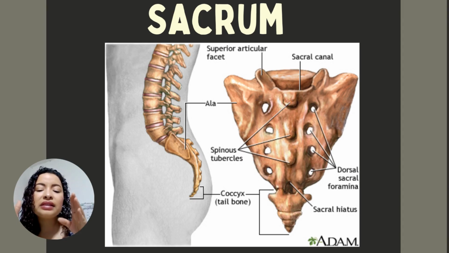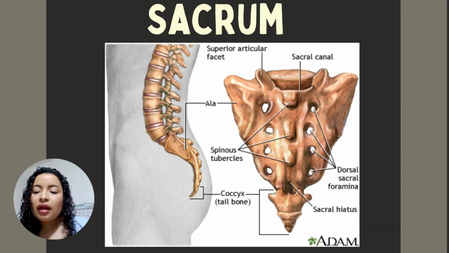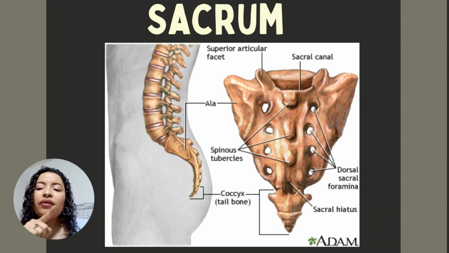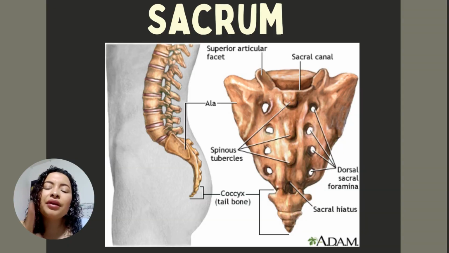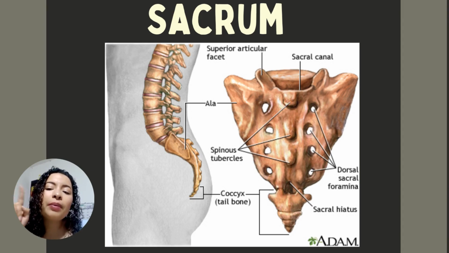Located in its center is the sacral canal, a continuation of the vertebral canal. The sacral canal contains the cauda equina of the spinal cord. The sacral foramina, anterior and posterior, allow the spinal nerves to exit. The sacral crests, medial, intermediate, and lateral, represent the fused processes of the sacral vertebrae.